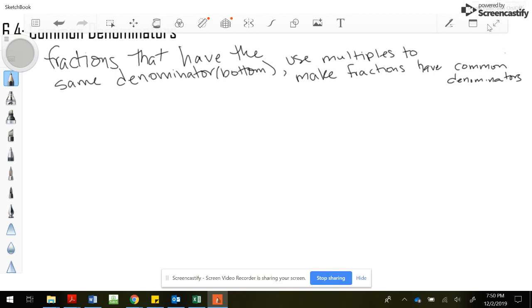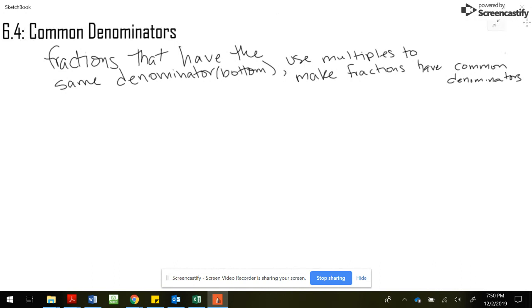6.4, we're looking at common denominators. And what a common denominator is: they are fractions that have the same denominator, or bottom. And we use multiples to make fractions have common denominators.